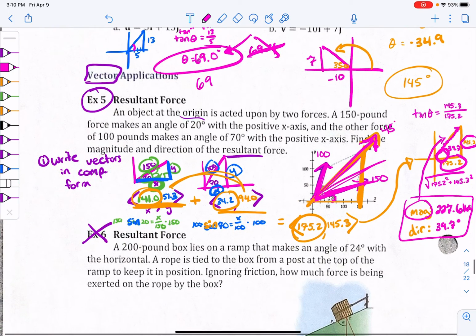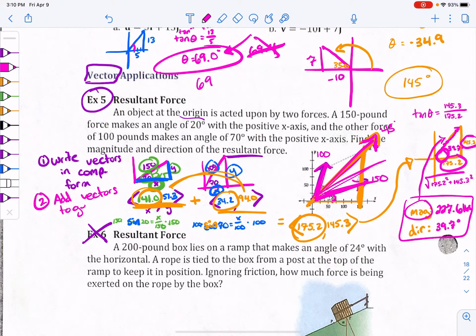Let's go back over here to our steps. After we write the vectors in component form, the second thing that we want to do is add the vectors together. Then the third and final step is to find the magnitude and direction. Magnitude was the Pythagorean theorem. I didn't spell Pythagorean theorem right. And the direction was just using inverse tangent to find the direction. So those are your three steps that you can use when you're doing that.